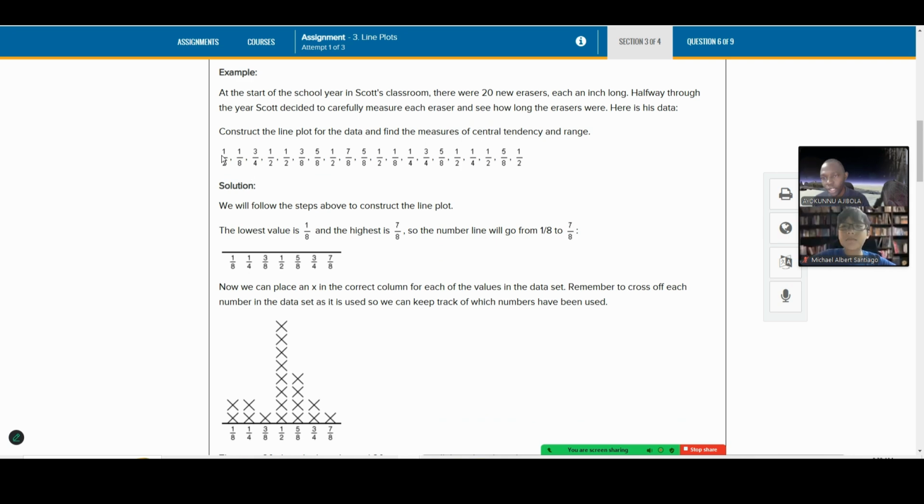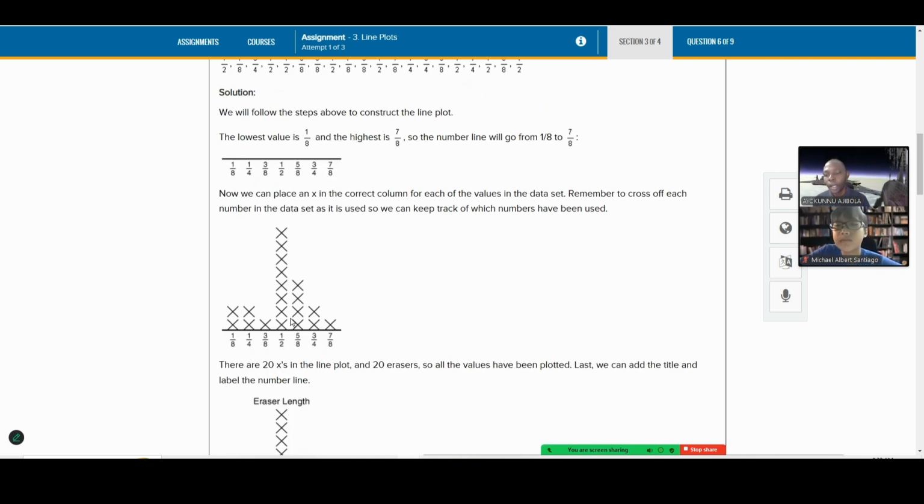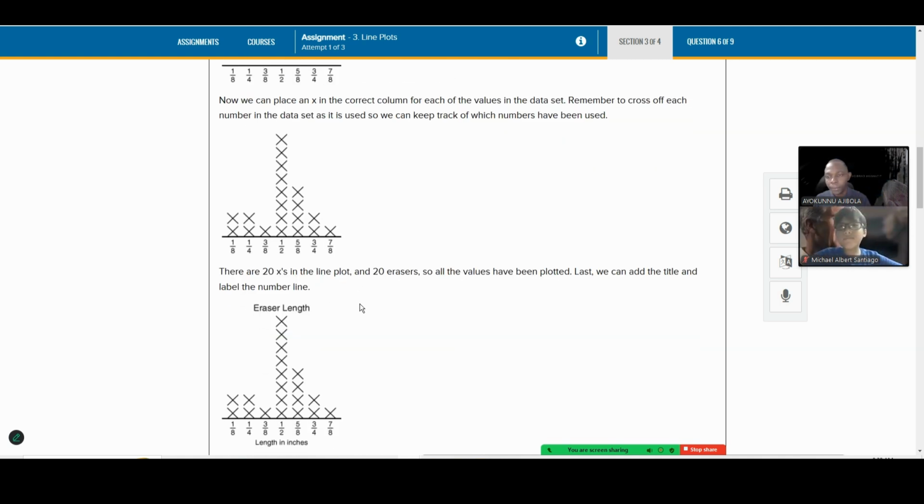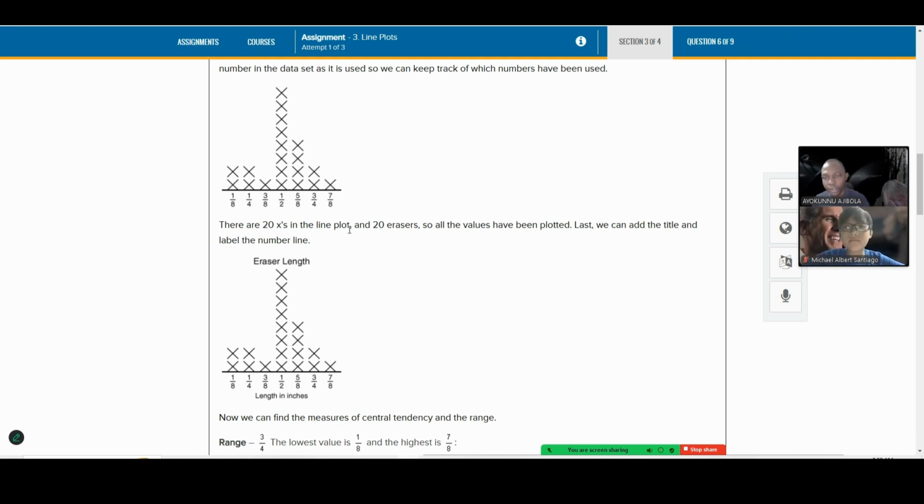So then we count them from this data set and represent them with an X each. 1 over 8 occurs two times, 1 over 4 occurs two times, 1 over 2 occurred how many times? 1, 2, 3, 4, 5, 6, 7, 8 times. Then 5 over 8 occurred 4 times, and 3 over 4 occurred 2 times, while 7 over 8 occurred only 1 time. So there are 20 X's in the plot because there are 20 erasers. So all the values have been plotted, and last we can add the title, which is the length of erasers in inches.